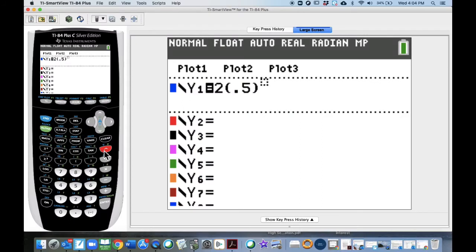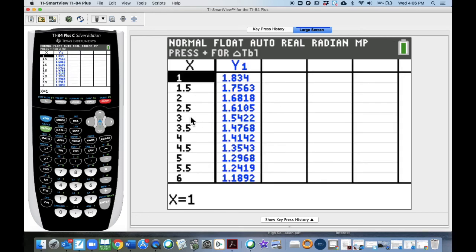Okay, so I'm going to do 2 times 0.5 to the power of x over 8. I'm going to go to my table, and what I'm going to be looking for is when does y get to be 1.5? I know that my table's kind of messed up right now, so I'm going to look at what I have in my table, and then I'm going to go to table setup because I've been doing a bunch of different stuff, so I need to change this table. I'm going to go to second table setup.